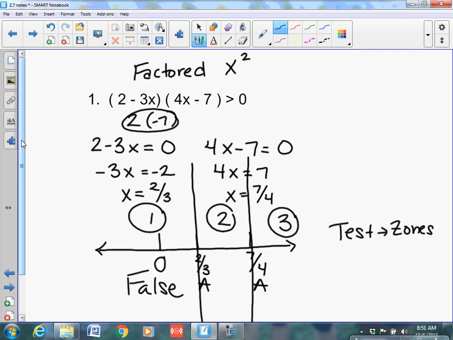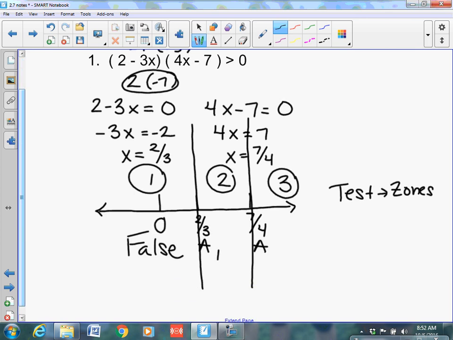2 take away 3 ends up being a negative 1 up there, correct? Again, I plugged a 1 right here. This makes 3. 2 take away 3 is a negative 1. I put a 1 here. 4 take away 7 is a negative 3. A negative 1 times a negative 3 equals a positive 3. Is a positive 3 greater than 0? Yes, that's a true statement.